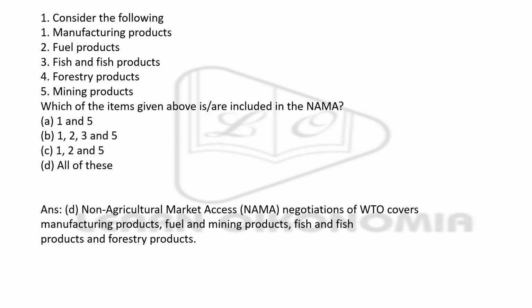So here you can see five different items. You have to see which of the items given are included in the NAMA. NAMA stands for non-agricultural market access. So we have to see which of these are included in NAMA. You have manufacturing products, fuel products, fish and fish products, forestry products, and mining products in the list, and you have to see which of these are included in NAMA.